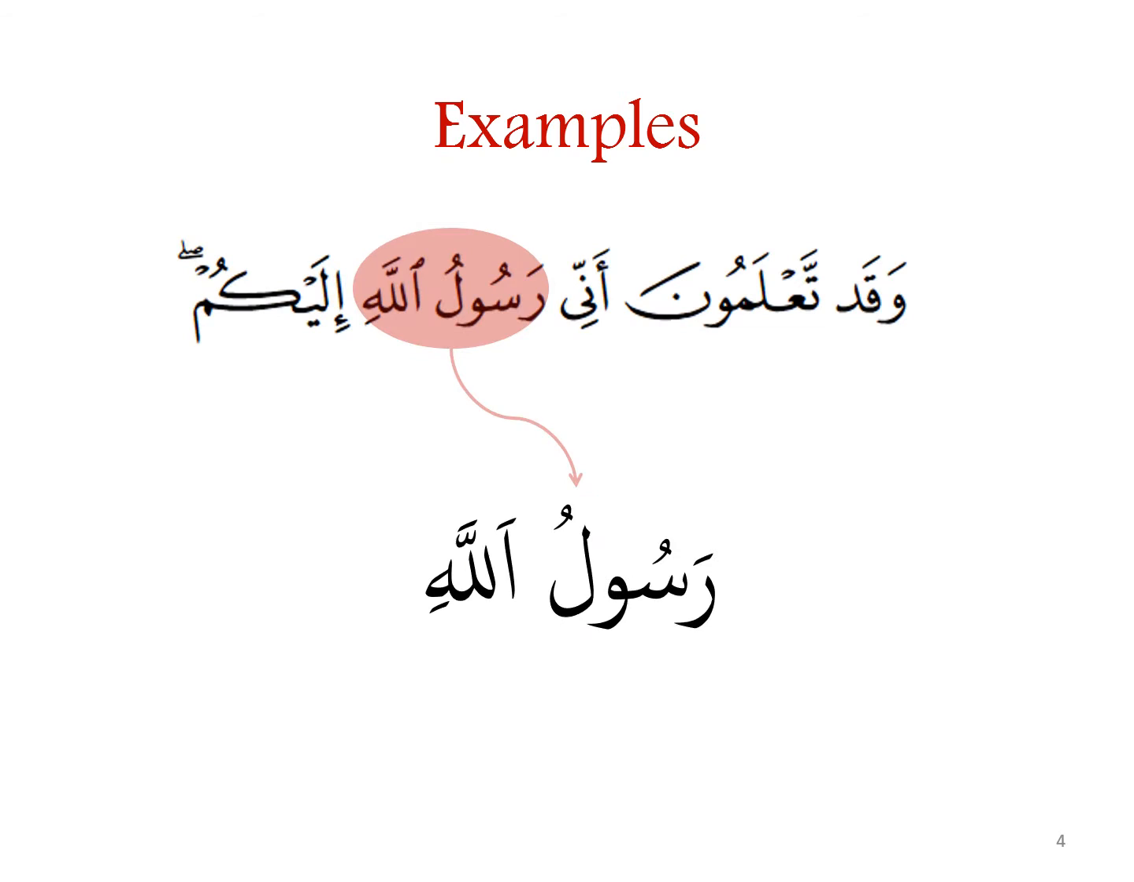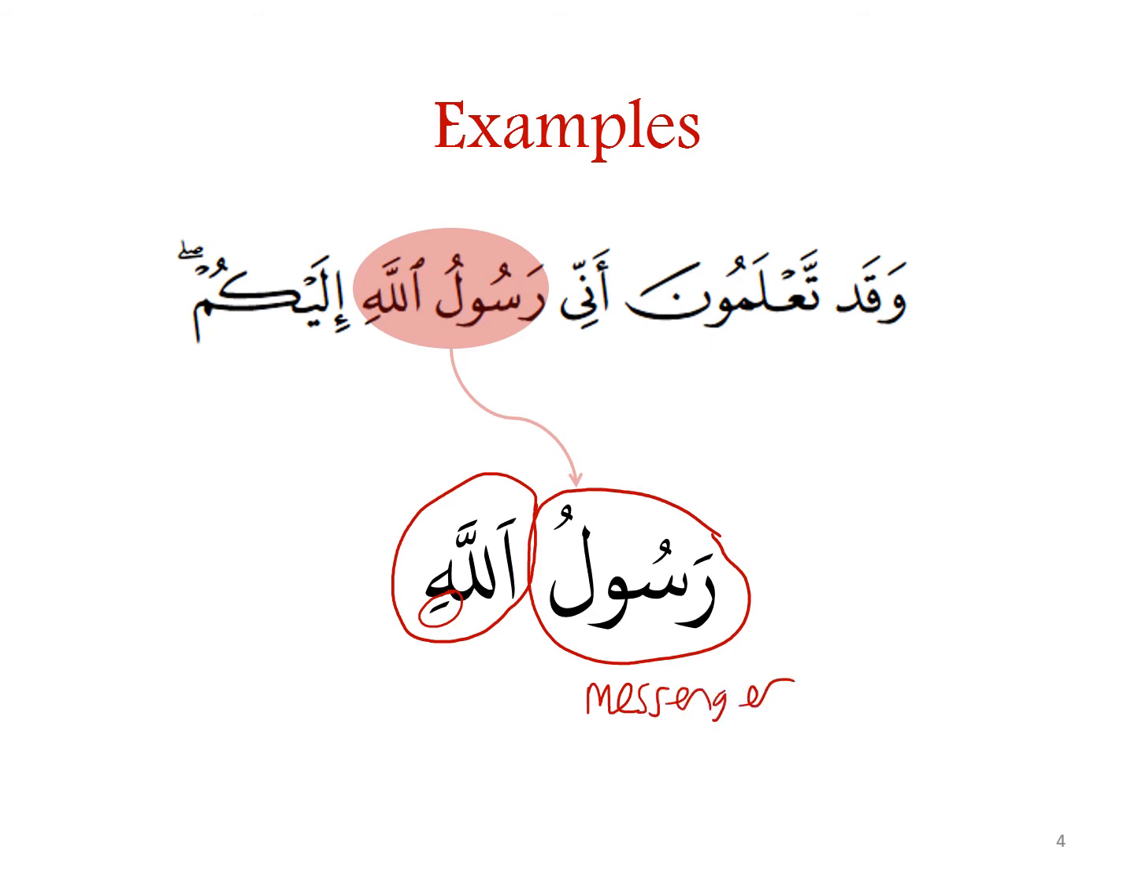Here's another example. We have the word rasulu, no alif lam, no tanween, followed by lafzul jalala, the word Allah, ending with a kasra. So Rasulu means messenger. And this obviously Allah. So the meaning would be messenger of Allah. Rasulullahi.